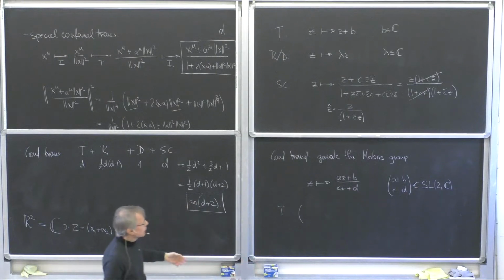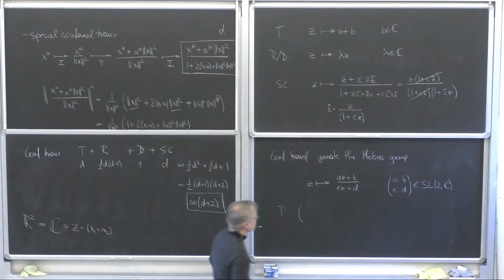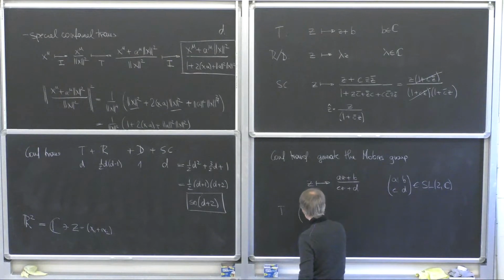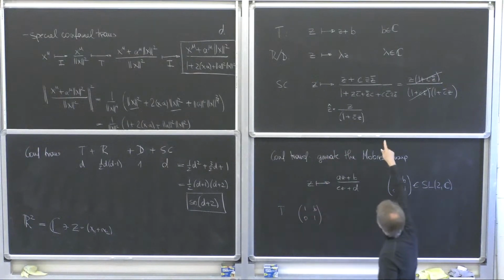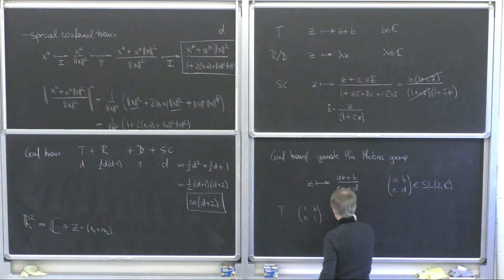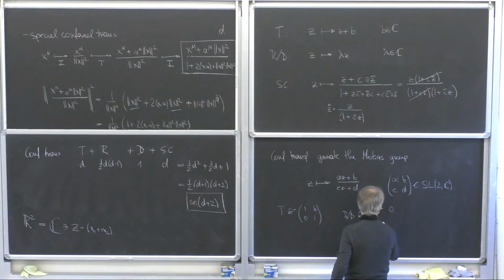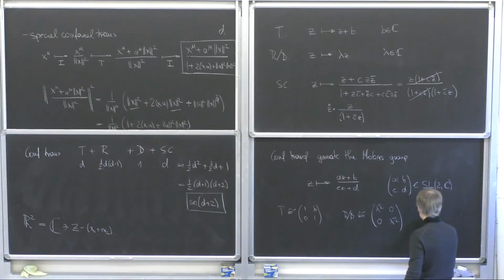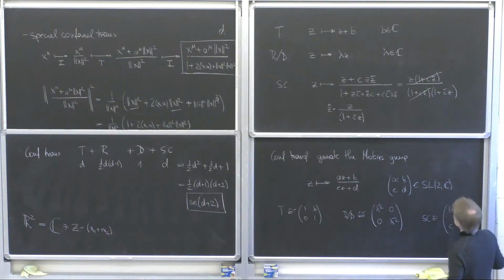This is another calculation for which the blackboard is too small, but that's another calculation you can easily do and convince yourself of. So you see the translation just corresponds to the matrices 1, B, 0, 1, right? They correspond to A and D being 1, C being 0 and B being 1. And then rotations and dilatations correspond to the matrix lambda to the half, 0, 0, lambda to the minus a half. And then the special conformal transformation corresponds to the matrix 1, 0, C, 1.